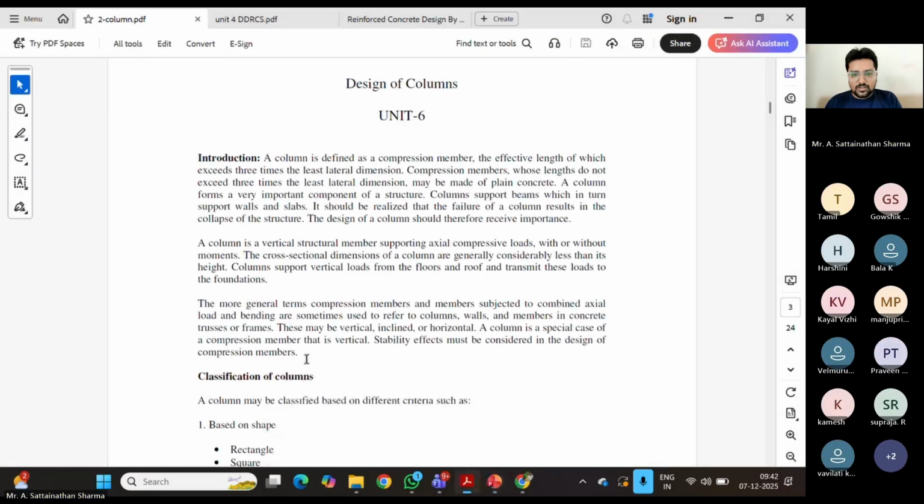So today we are going to start with columns, design of columns. You all know this is coming under unit 4 of your particular syllabus. Here it is written as 6, but in your syllabus, as per 23 regulation, it is coming under unit 4, right? So you know what is a beam, what is a slab, and what is a column. So column is a compression member.